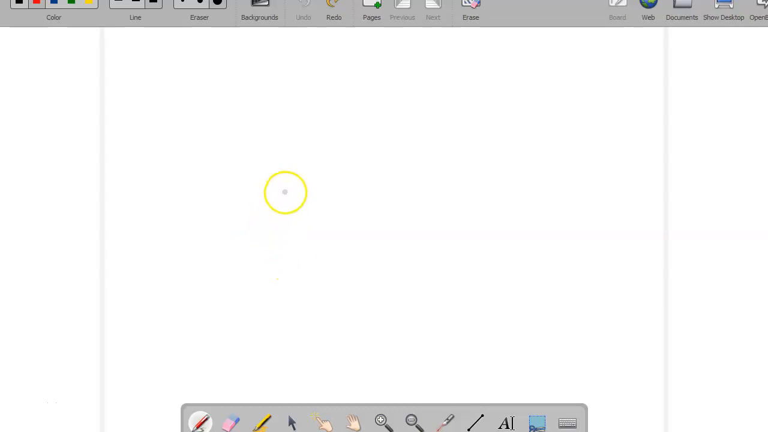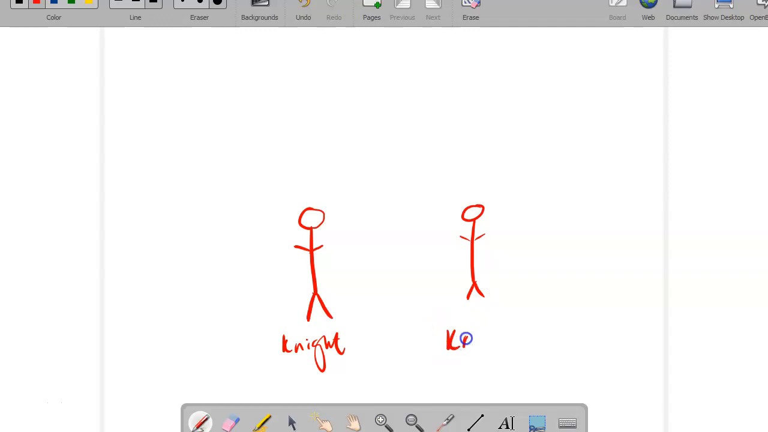Afternoon. I want to show you a neat way of using truth tables to solve some knight and knave problems. These knight and knave problems are a traditional type where somebody, if they're a knight, always tells the truth. And if they're a knave, they always lie.